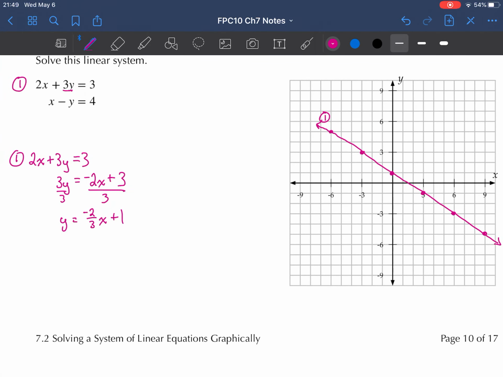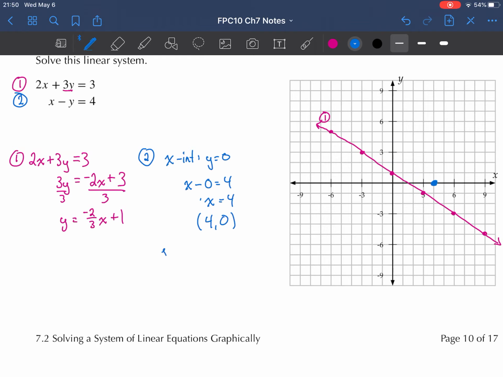All right, now let's take a look at equation number 2. To do this, we're going to determine the X-intercept and the Y-intercept. So for number 2, we're going to determine the X-intercept. To do that, we make y equal to 0. So we get x minus 0 equals 4, or x is equal to 4. So we have our X-intercept at 4, 0. That's a point on the graph, 4, 0, right there.